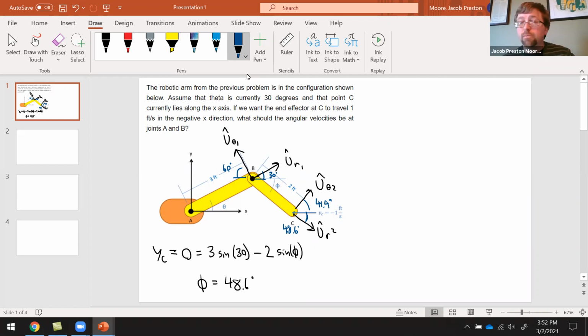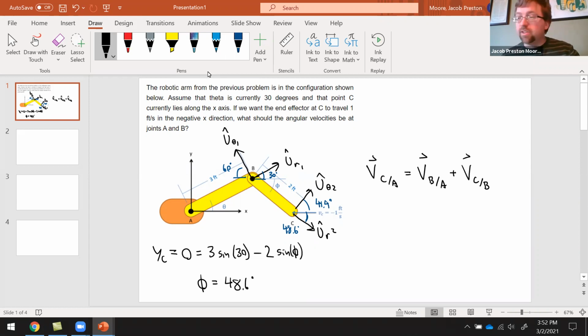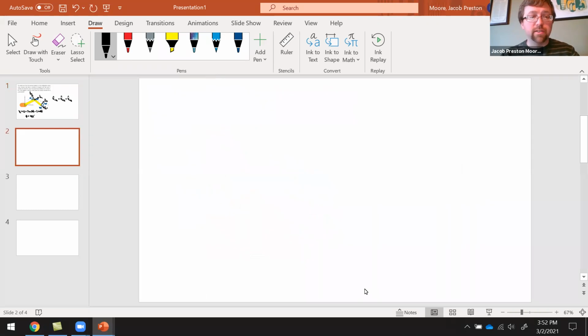All right, the equation I'm going to use for all of this is the velocity of C with respect to A is going to be equal to the velocity of B with respect to A plus the velocity of C with respect to B. So I will need to expand that out, but I've got the information I need to put this together. So let's go to the next slide for this.